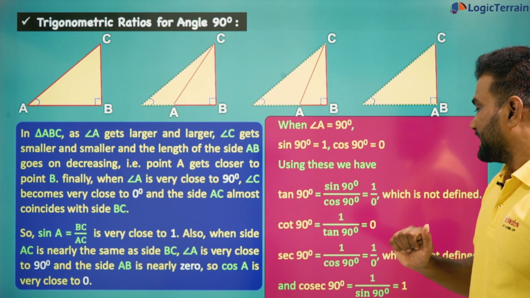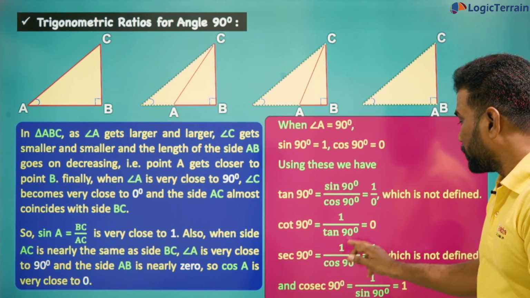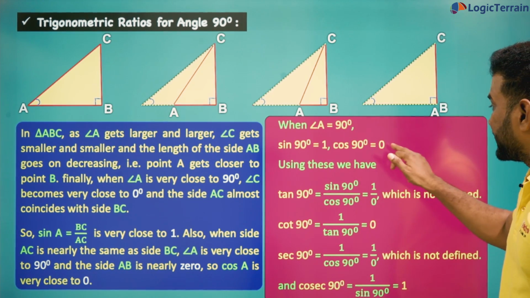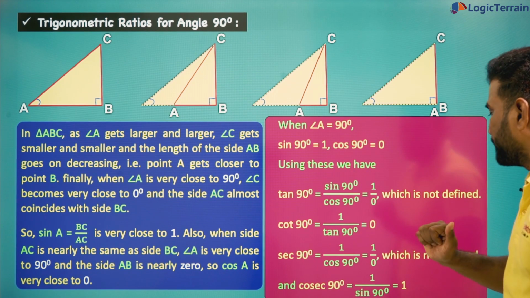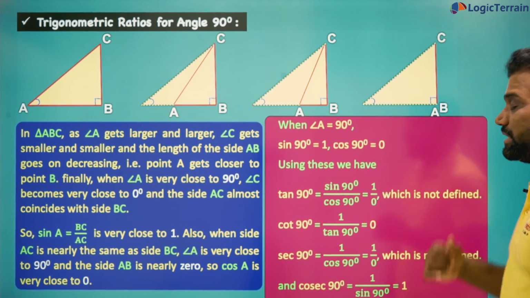And secant 90 degrees, and we know secant and cos are reciprocal to each other, that is 1 over cos 90 degrees. Cos 90 degrees value is 0, so 1 over 0. So division with 0 is not defined, so it is not defined.